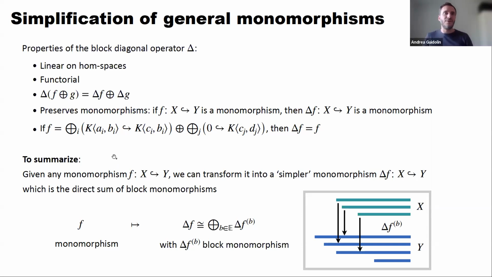So to summarize, our strategy to define matchings is using this delta operator to, given any monomorphism, transform it into a simpler monomorphism, which is the direct sum of block monomorphisms. So we start from any monomorphism, and we obtain a monomorphism which is a direct sum of block monomorphisms. And for these block monomorphisms, we can use the structure theorem that I stated before. So we do have a matching for each block, which gives us a matching for delta f. And that's the matching that we associate to a monomorphism f.